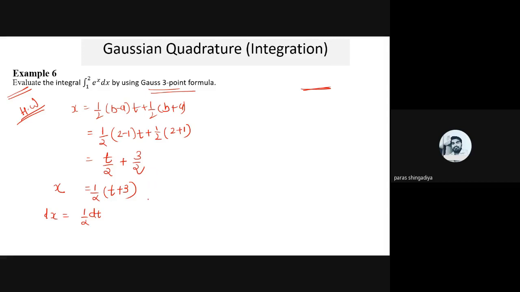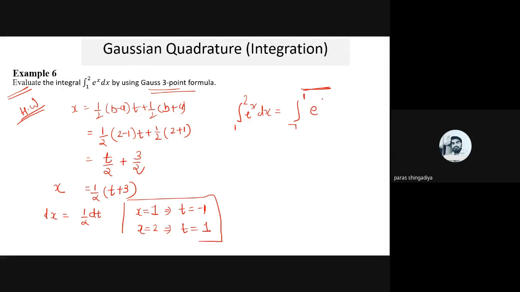Clear? And now we can modify the limits. When x is equal to 1, you will get t equal to minus 1. Just verify it, it's easy to derive. And when x is equal to 2, you will get t equal to 1. Clear? That is the limit. And now the integral from 1 to 2 of e raised to x dx will become the integral from minus 1 to 1 of e raised to x, where x is 1 by 2 (t plus 3). That is the function. And dx is 1 by 2 dt.